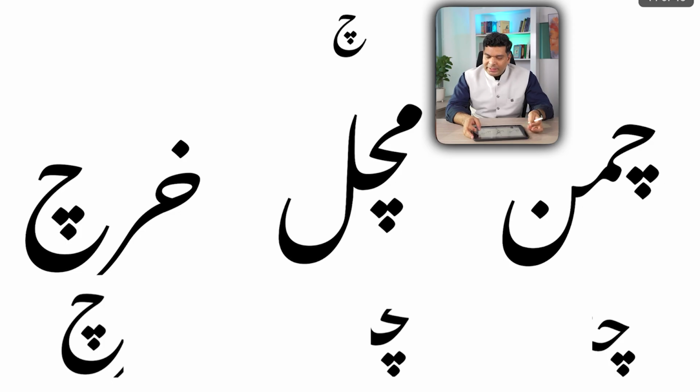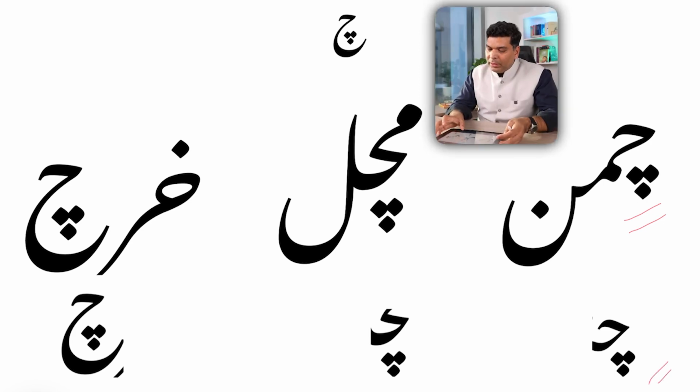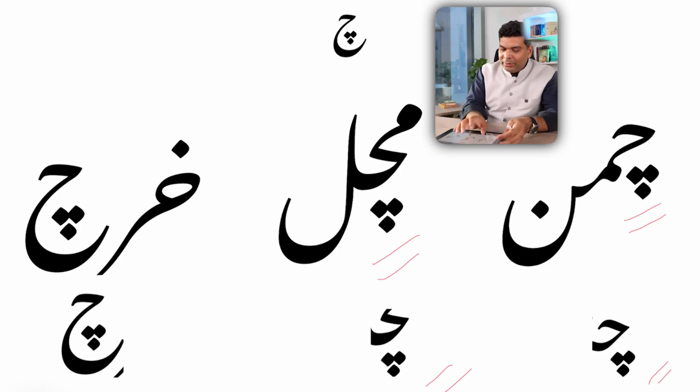So here we have three words here, Chaman. In Chaman, you will find that Che is truncated in the beginning. And if you would see here, it is now slightly better in terms of that the loop is not closed and the loop is open. And you will see the three noktas below. In Machal, which is the second word, Che appears in the middle and it truncates from the middle. And in the third one, which is called Kharch, it retains its shape fully, right?